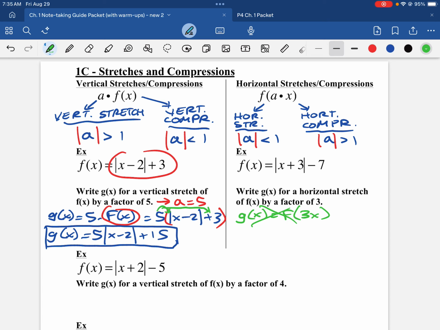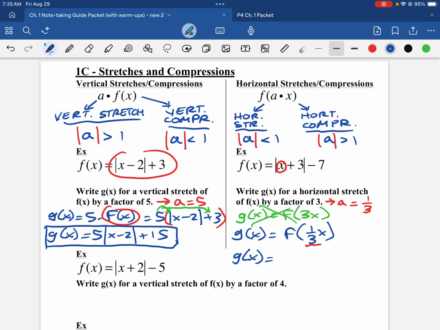Because the a value on the horizontal side of things is not the same as the factor. On the horizontal side of things, you have to take the reciprocal of the factor. So if the factor is 3, the reciprocal of 3 is 1/3. Reciprocal means you flip the fraction upside down. So 3 over 1, flip that, you get 1/3. So my factor is going to be 1/3. So that means g of x is going to be f of 1/3 x. Okay? And now I have to find what f of 1/3 x is. That means I'm inputting 1/3 x. So where the input was, I'm going to change that to 1/3 x.